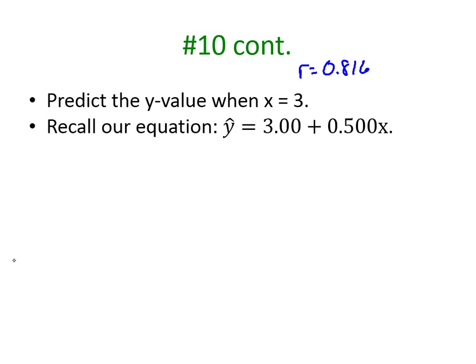Well, if I substitute this in, half of 3 is 1.5. 1.5 plus 3 gives me 4.5. So my best prediction of when x is 3, what do I expect to get out for y, is 4.5. Questions?